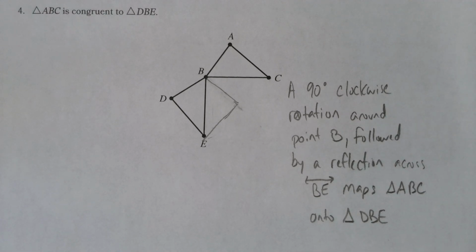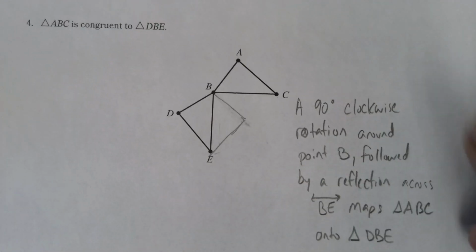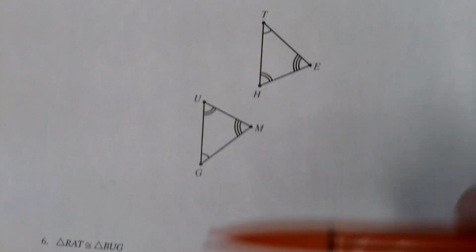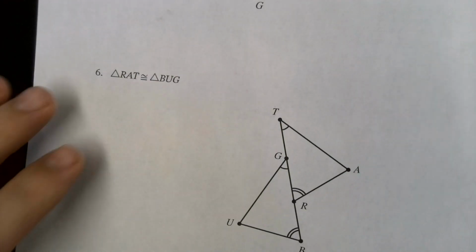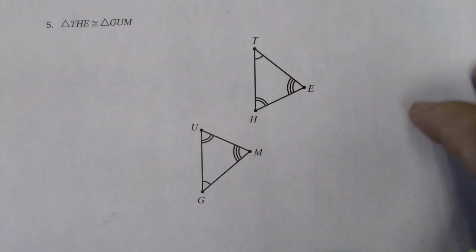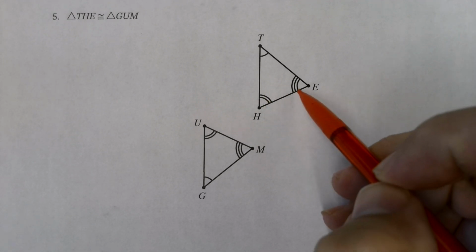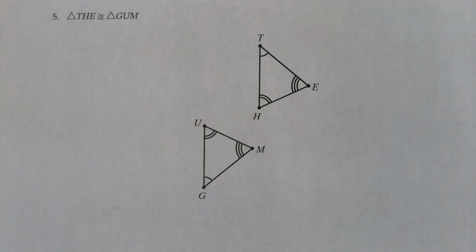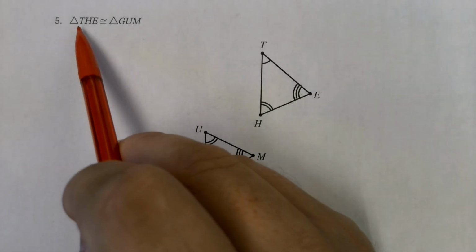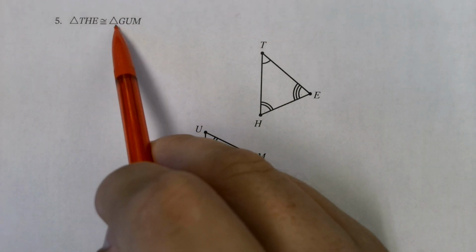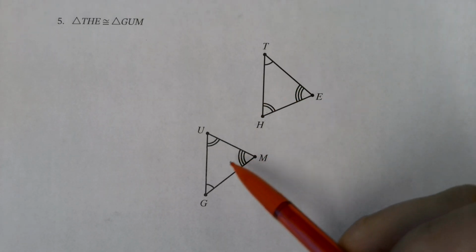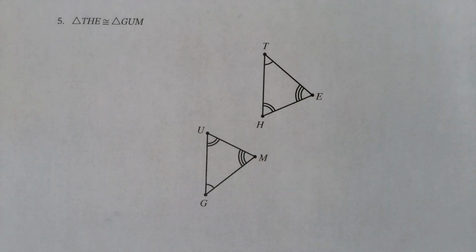If you look at the next set of questions, 5, 6, and 7, they are not touching. Well, actually that 6 is. Set 5, 5 is not. These markings indicate which angles are the corresponding angles. You can also look at that here, T to G, H to U, E to M. So we've got triangle THE and triangle GUM that we're trying to map onto each other.